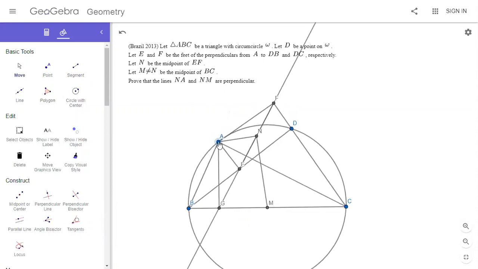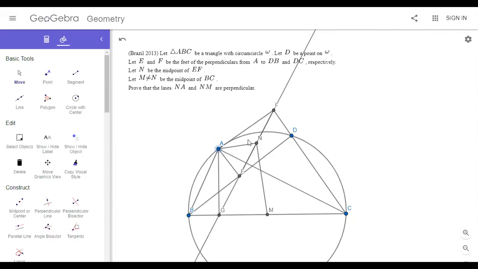Oh, it's not a rectangle, but let's see, midpoint. Yeah, so I'm guessing triangle AEF is similar to triangle ABC. If we can show AEF is similar to ABC, that solves it. And I think that's just an angle chase. We need AGNM to be cyclic.